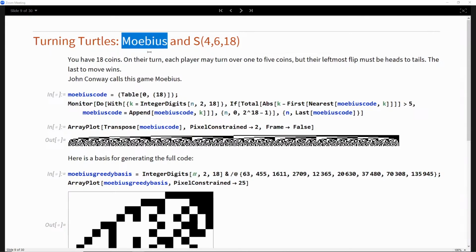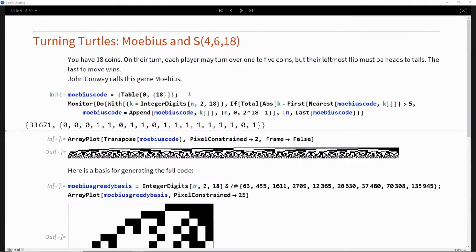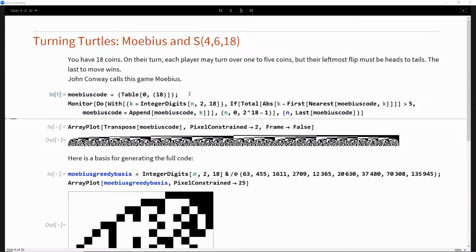And this is a game called Turning Turtles. With this game, Mobius, you've got 18 coins, and you can flip 1 to 5 coins. So we can set up a greedy system here to find all the winning positions. So I'm just running this here. We're starting with all zeros, all tails, as a winning position. And we can just greedily find all the positions where a win is forced. And it shouldn't take too long to find all the solutions. Look, and there we go.